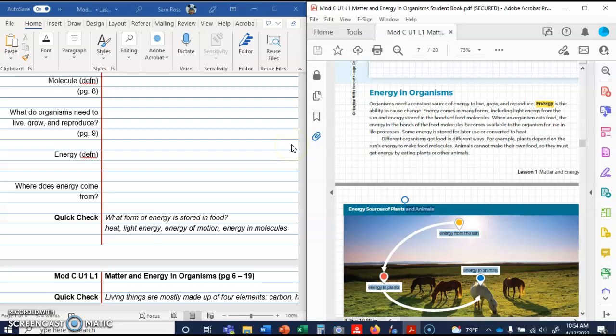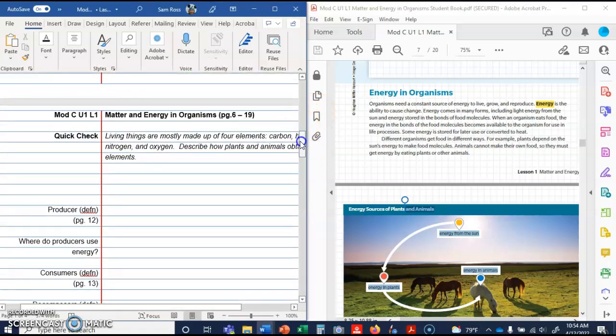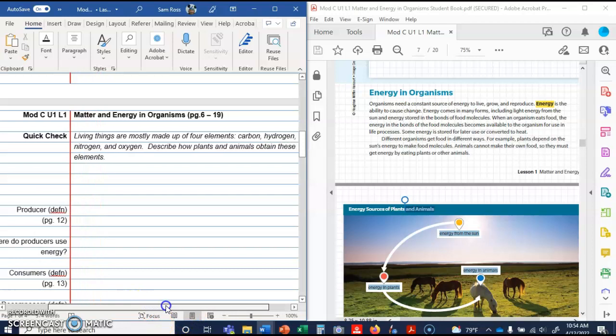And then we have another quick check. What form of energy is stored in food? Is it heat, light energy, energy of motion, or energy in molecules? It's going to be energy in molecules. Let's go ahead and scroll down here, and then we have another quick check.